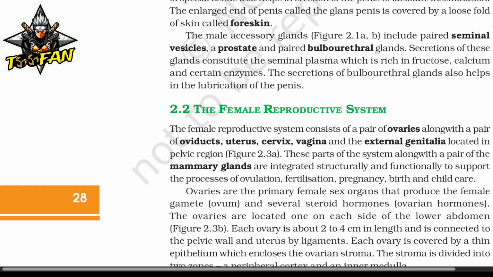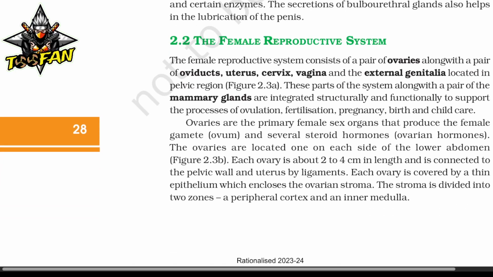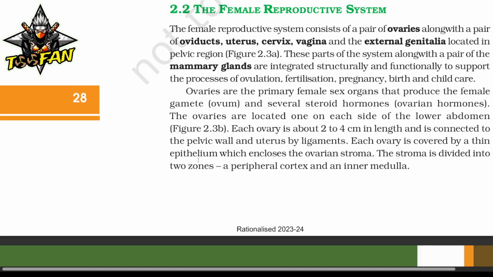Ovaries are the primary female sex organs that produce the female gamete, ovum, and several steroid hormones, ovarian hormones. The ovaries are located one on each side of the lower abdomen. Each ovary is about 2 to 4 cm in length and is connected to the pelvic wall and uterus by ligaments. Each ovary is covered by a thin epithelium which encloses the ovarian stroma. The stroma is divided into two zones, a peripheral cortex and an inner medulla.